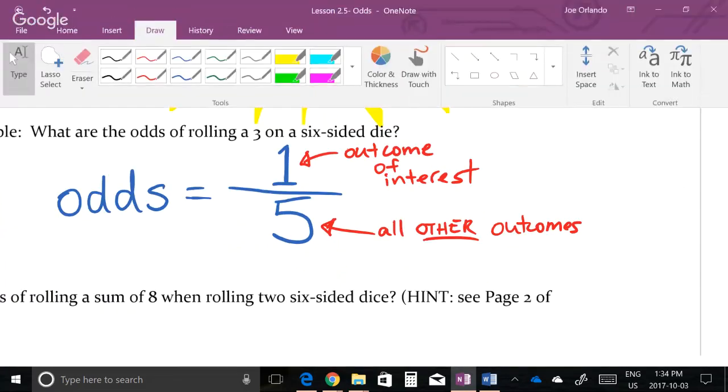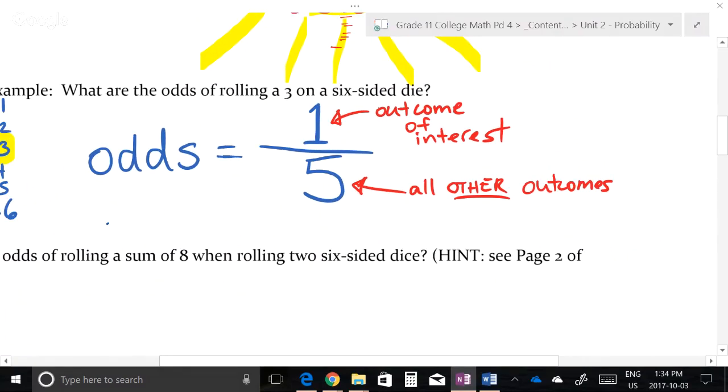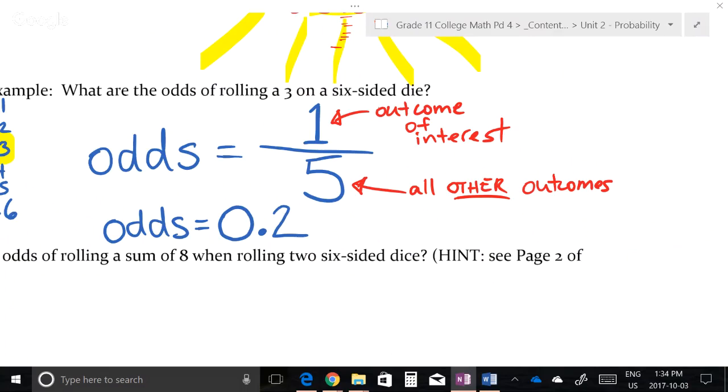And of course, we could also express this as a decimal. I will note that we usually do not express odds as percentages. We express odds as fractions or as decimals, but not as percentages. Having said that, what would this be as a decimal? 1 divided by 5? Looks like Amy's got it. Amy, what do we get? 2. Perfect. Okay, 0.2.